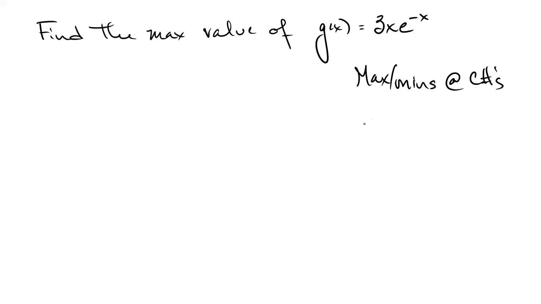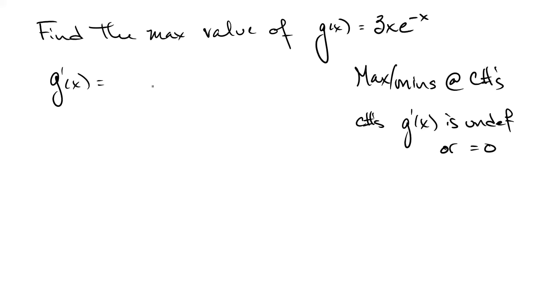Critical numbers occur whenever g prime of x is undefined or is equal to 0. So that's our first goal. First goal is to identify where g prime of x is undefined or where it's equal to 0. So let's go ahead and find g prime of x now.